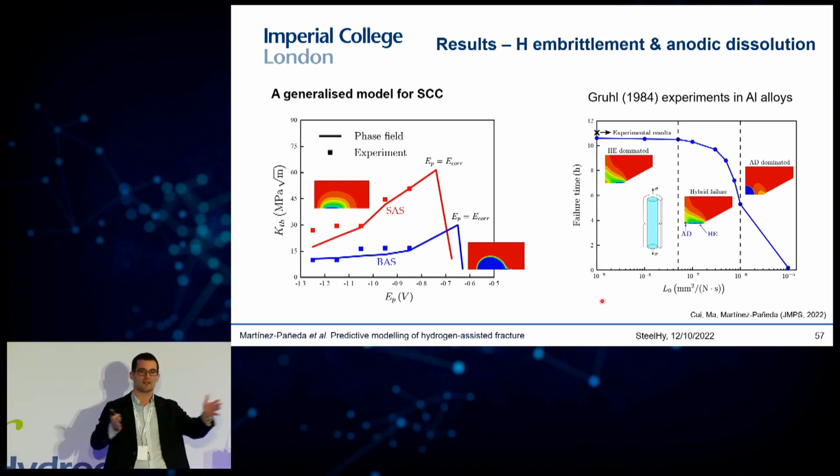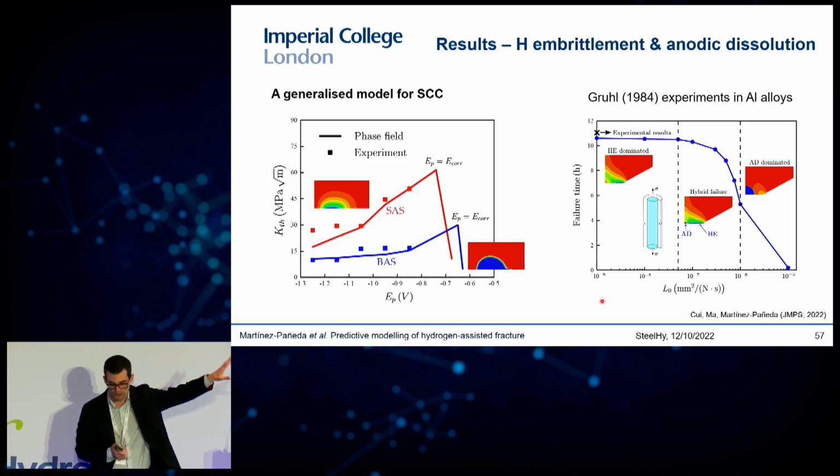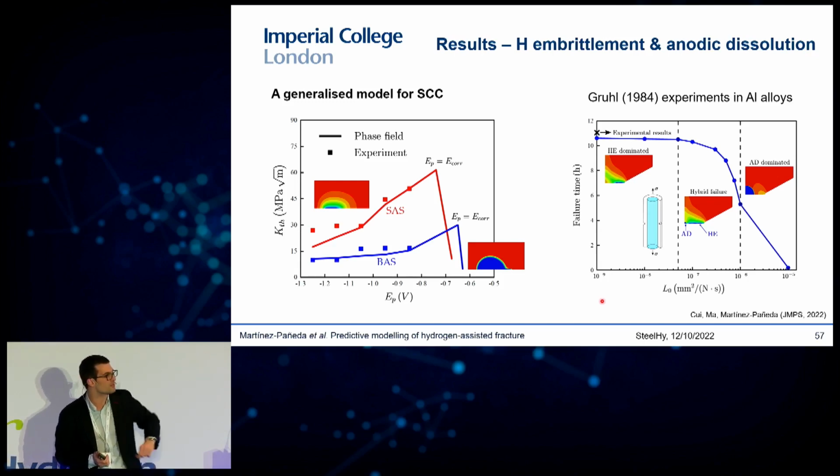So we can evaluate stress corrosion cracking failures across a very wide range of applied potentials. And we have also looked into reproducing the Gruel experiments on aluminum alloys, where he was looking into the competition between anodic dissolution and hydrogen embrittlement.